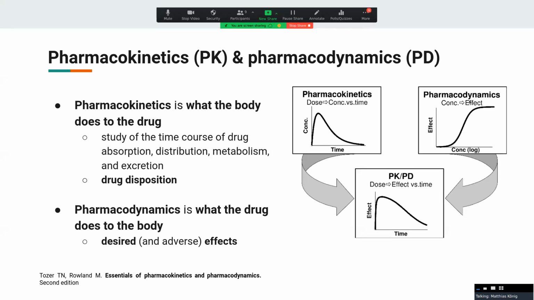In reality, this is much more complicated, and there's a lot of pharmacodynamic readouts which we could look at, but overall, I would say the reduction in blood pressure is the simplest thing which we want to look at. And then if you combine these pharmacodynamic curves, which are the effect curves versus concentration, with the concentration over time curves of the pharmacokinetic part, you get this pharmacokinetic pharmacodynamic dose effect versus time.